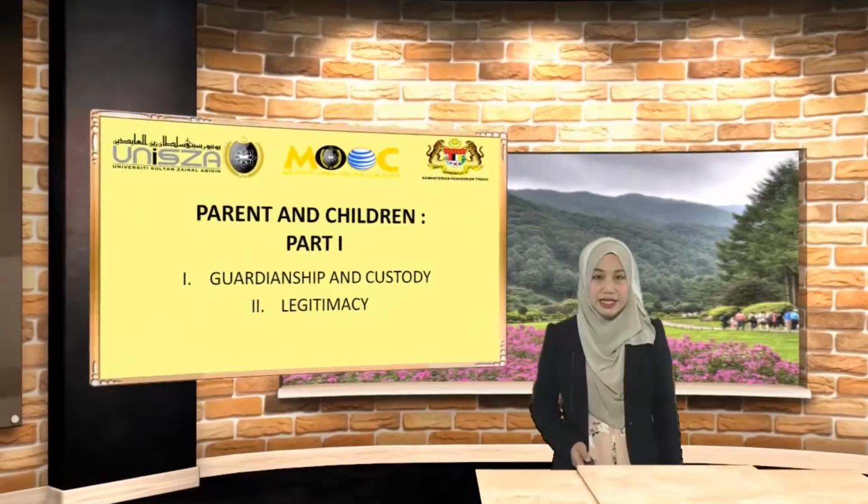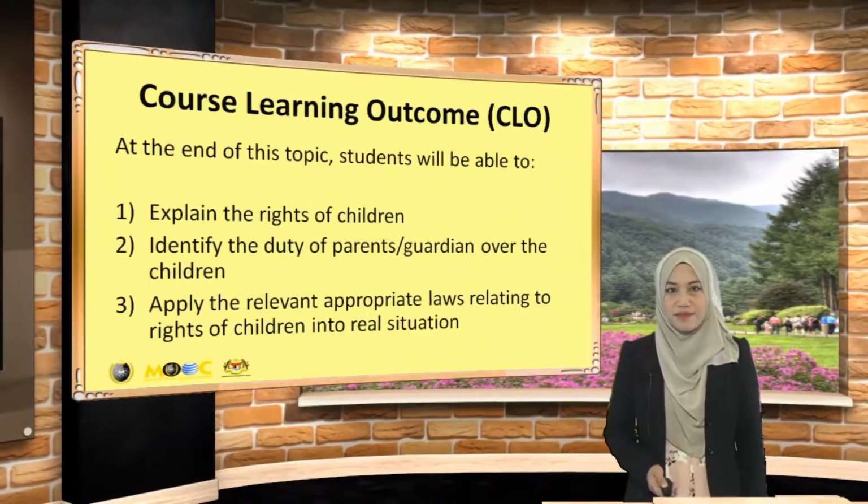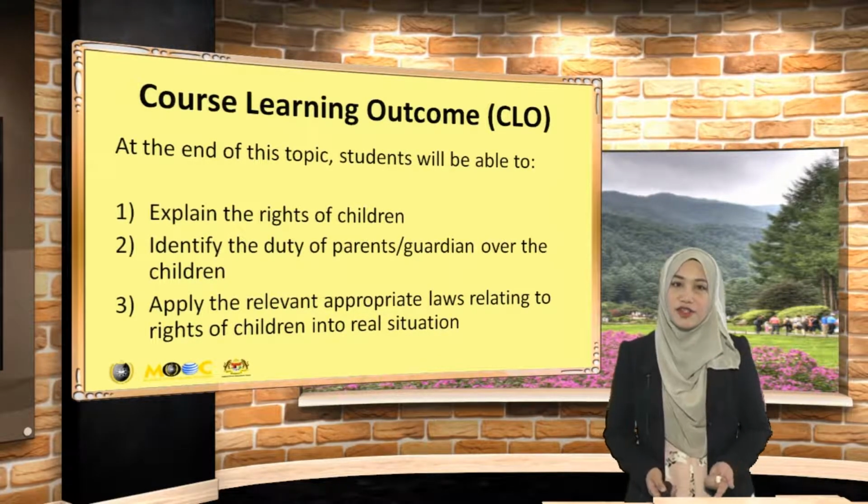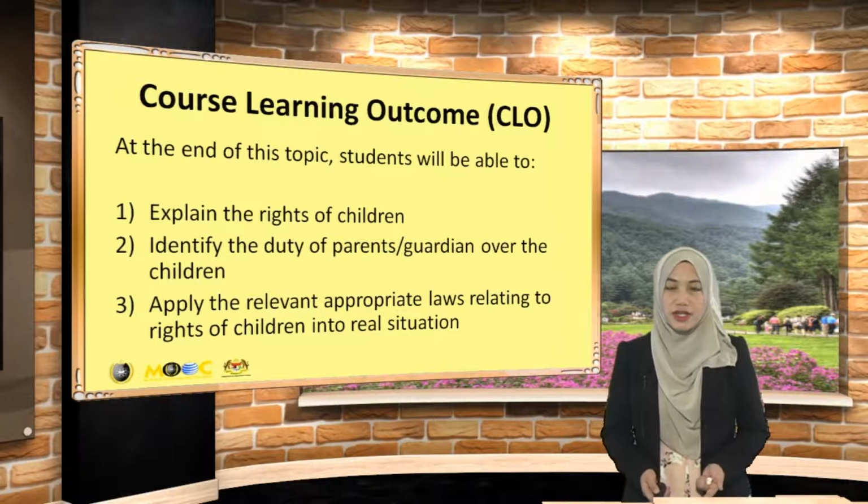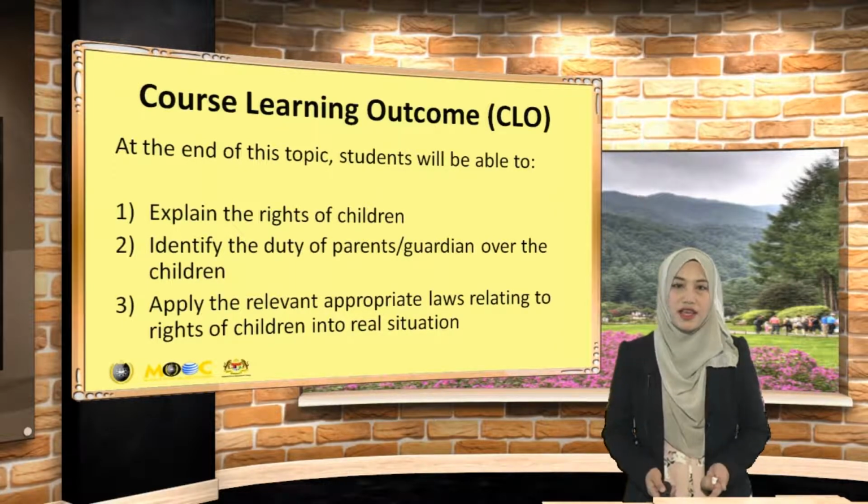We have come to the last topic under this course, which is parent and children. This topic consists of two subtopics, guardianship and custody, and legitimacy. At the end of this topic, students will be able to explain the rights of children, identify the duty of parents or guardian over the children, and apply the relevant appropriate laws relating to rights of children into a real situation.